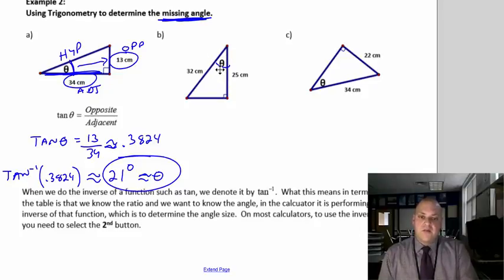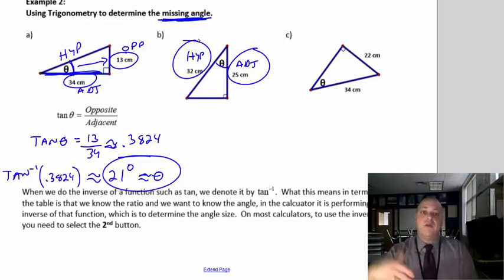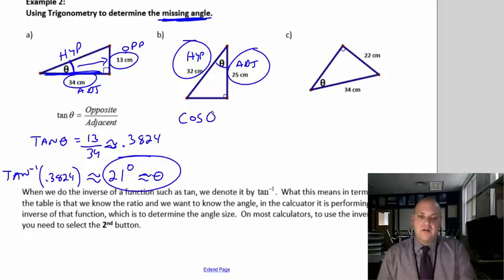Okay? This one here, here's my theta. Here's my opposite, and I don't know the opposite, so I'm not using opposite. Here's my hypotenuse, that's my longest side, across from the right angle. And here's my adjacent. I know adjacent and I know hypotenuse. So which of my trig functions is adjacent over hypotenuse? Well, adjacent over hypotenuse is cosine. So this one's going to be cosine theta equals adjacent over hypotenuse.